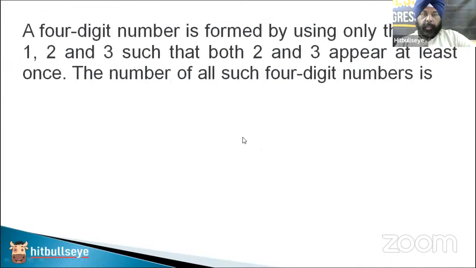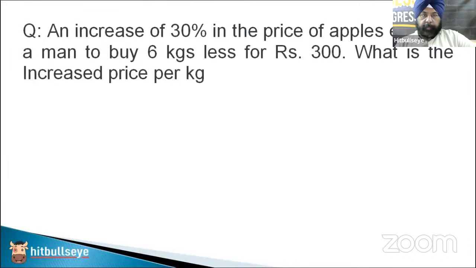So, do this question. An increase of 30% in the price of apples enables a man to buy 6 kg less for rupees 300. What is the price per kg? Very straight and direct question. You may encounter sometimes very direct questions. After this, we'll be doing a wonderful question that is of ratios and algebra.